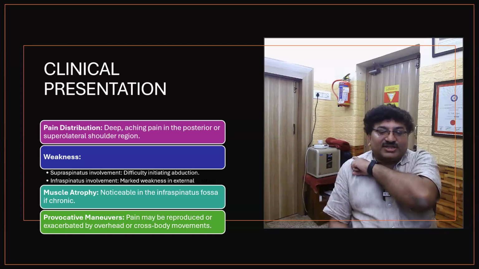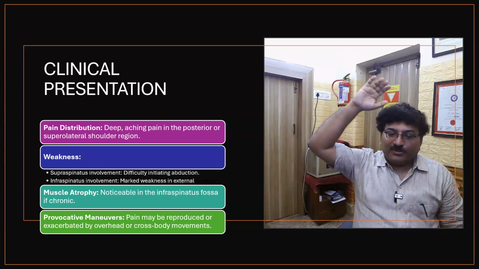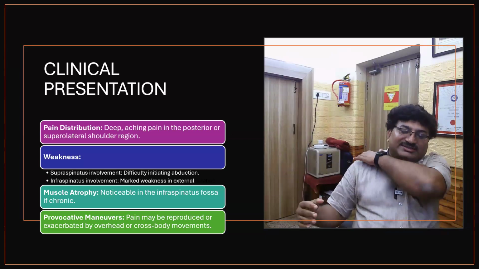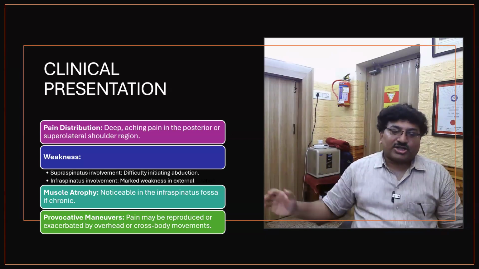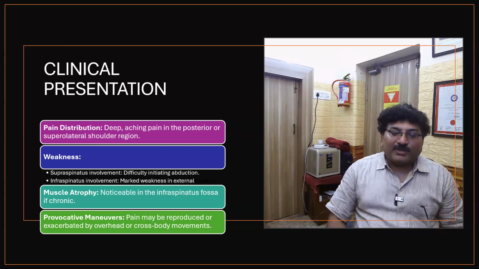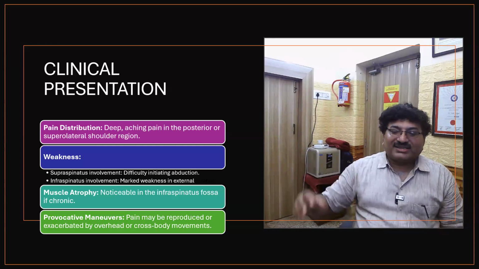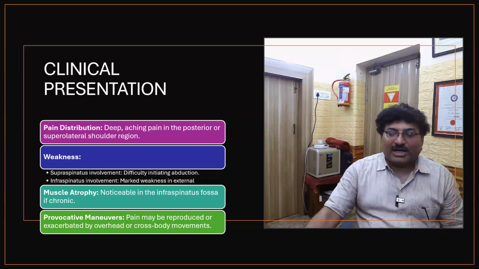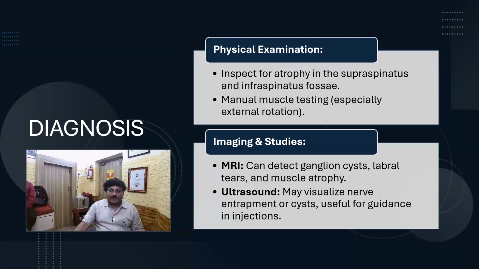When the supraspinatus is involved, the overall movement will be difficult. When the infraspinatus is more involved, external rotation will be difficult, and with provocative maneuvers like exacerbated overhead activities or cross body maneuvers, the pain can be reproduced.